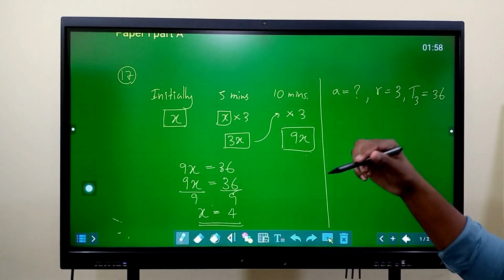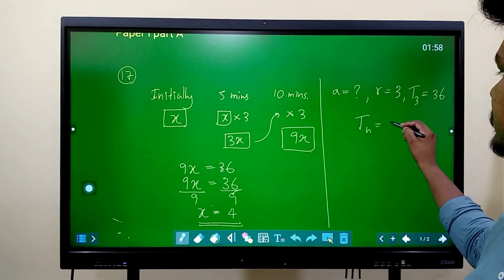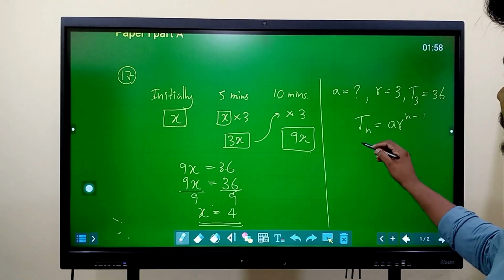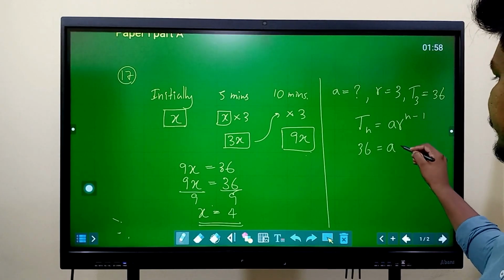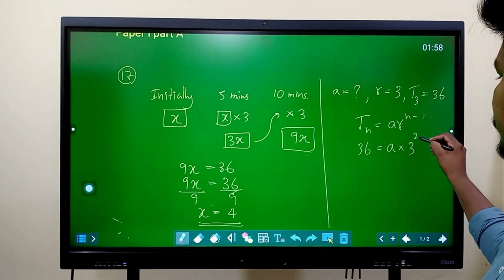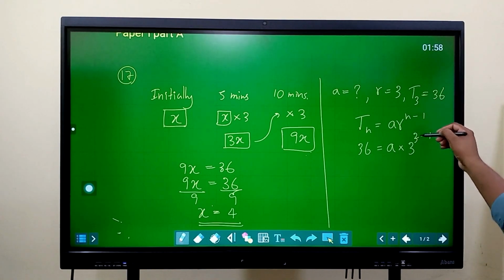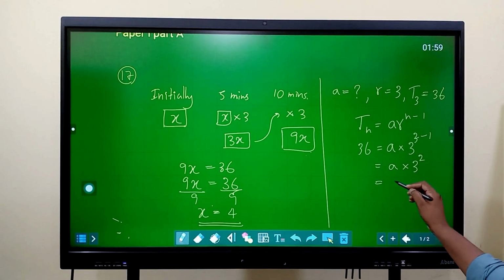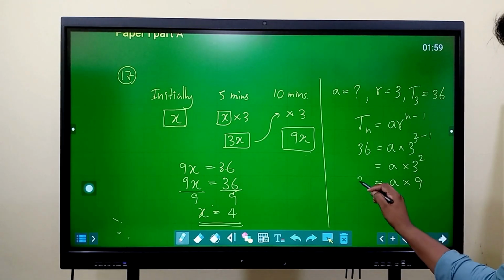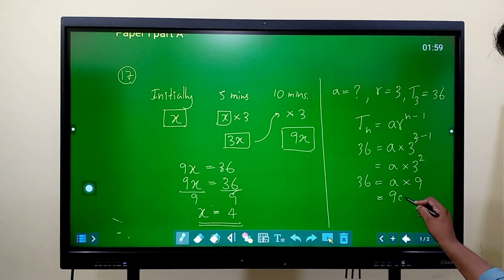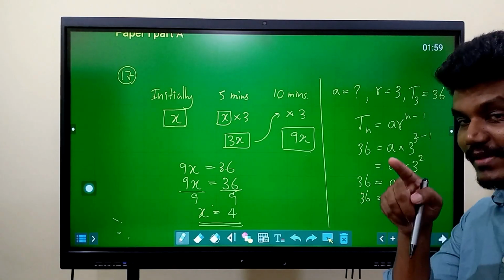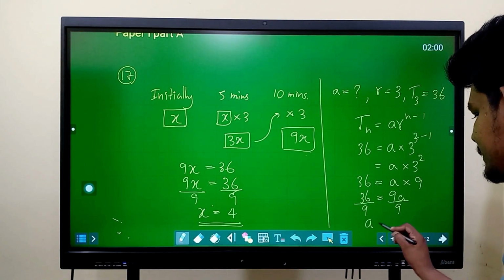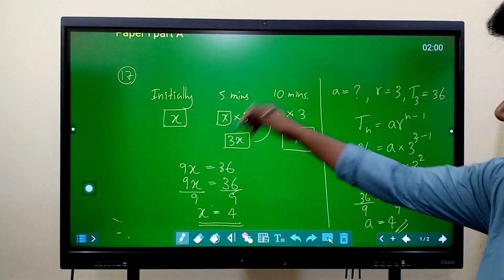Then you can apply the formula, right? Tn equals a r to the power n minus 1. The third term is 36. First term is to be found, common ratio 3. Number of terms 3, so 3 minus 1. a times 3 to the power 2. You know 3 to the power 2 means 9, right? Then that equals 36. If 9a equals 36, how can you get the value of a? By dividing both sides by 9. Thereby the first term a equals 4, isn't it? That's the same thing I did there.